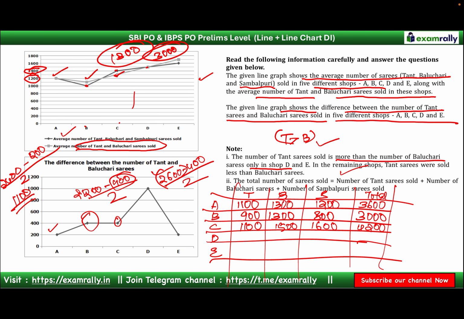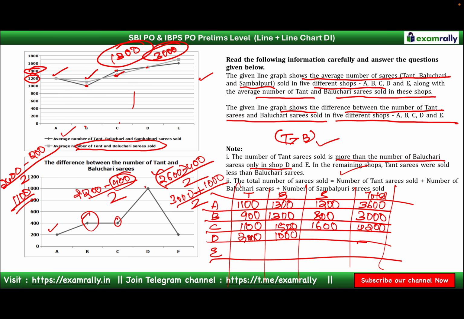Okay, so 3000. Here tan is greater, so 3000 plus 1000 divided by 2. Why I am doing like this means just avoid the linear equation, so that you can do it much faster. Okay, 3000 plus 1000, 4000 by 2 equal to what, 2000. So 2000 here, the difference is 1000, so this will be equal to 1000.